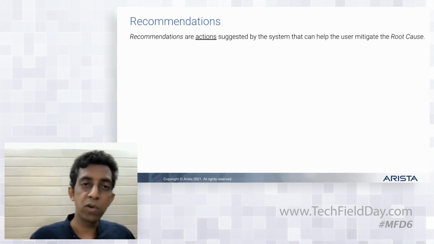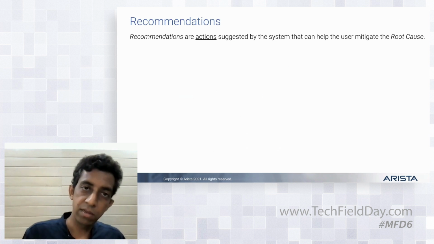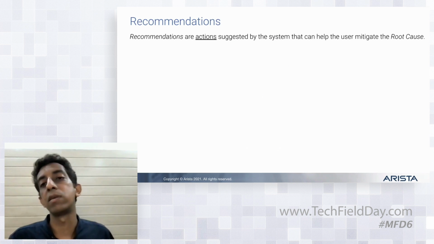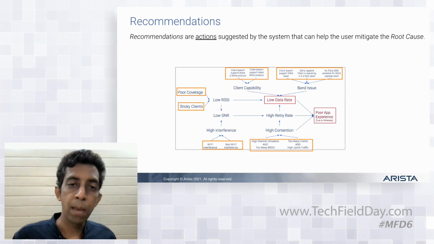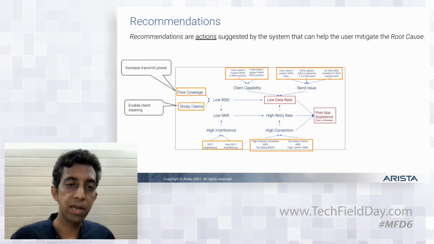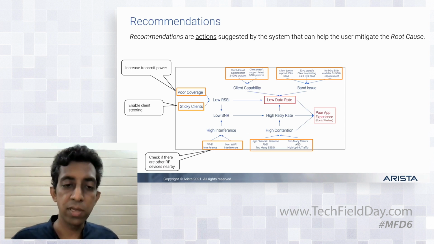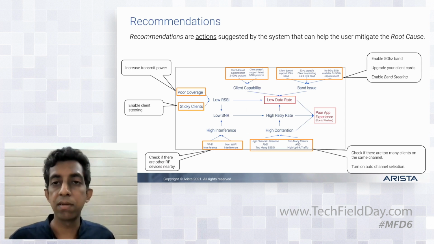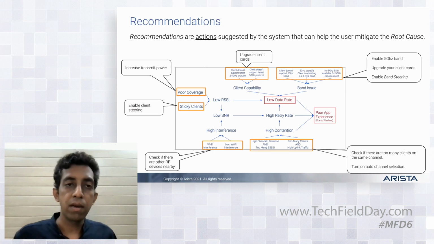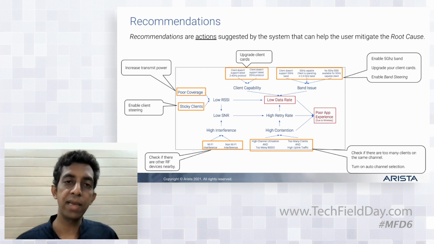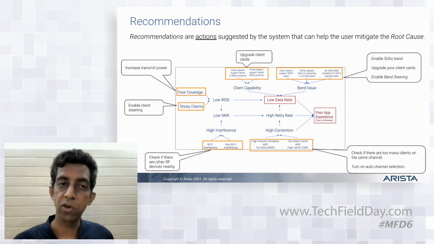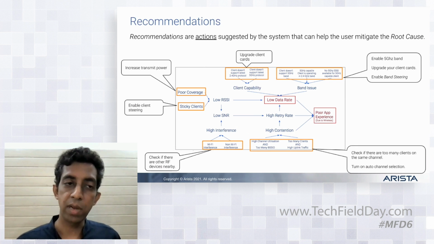Now, once you have the root cause, the next step really is the recommendations, right? These are the actions that the system can suggest that you can take to mitigate the issue. And in this case, we can see that, for each of these root causes, there can be certain actions that the system can recommend. And what Ava does is it's not making recommendations blindly. It's actually looking into your system configuration that we saw earlier, and then giving you the recommendation, right?